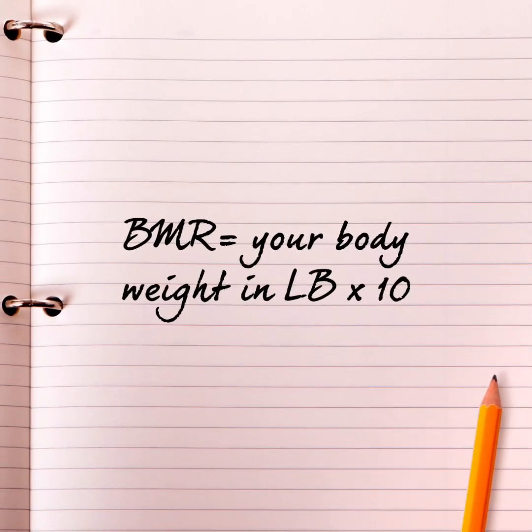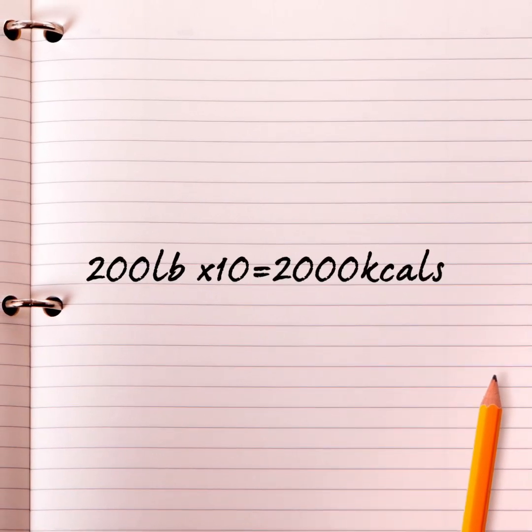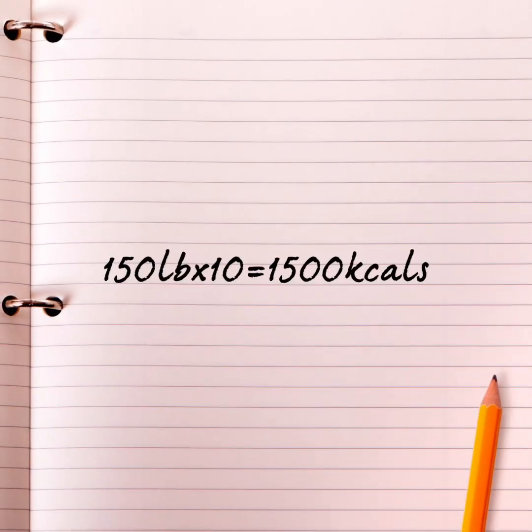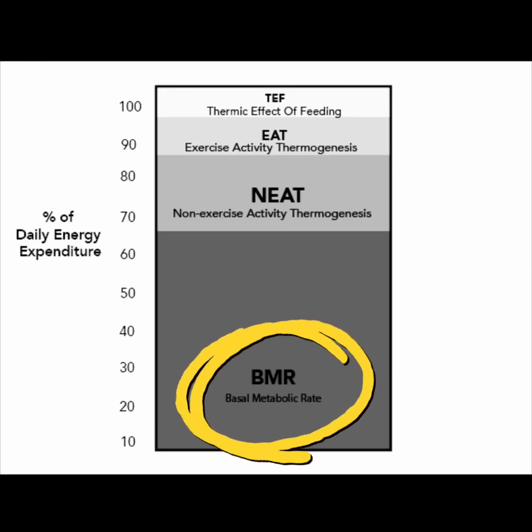Not an incredibly accurate way of working out your BMR is your body weight in pounds times 10. I'll give you a quick example. A 200-pound person times that by 10 would give you 2,000 calories. A 150-pound person times by 10 would give you 1,500 calories. So to conclude on basal metabolic rate, about 10 times your body weight in pounds is roughly how many calories you're burning throughout the day. That's not a super accurate way. There are loads of online calculators you can check out, but most of them will come within 10% of that number, and that's just a quick way of working it out.